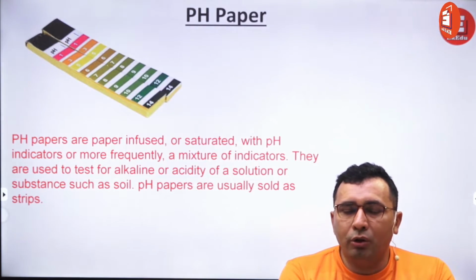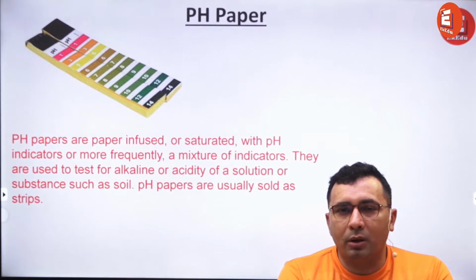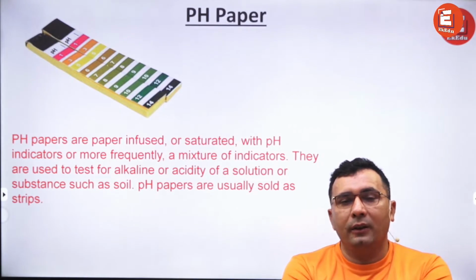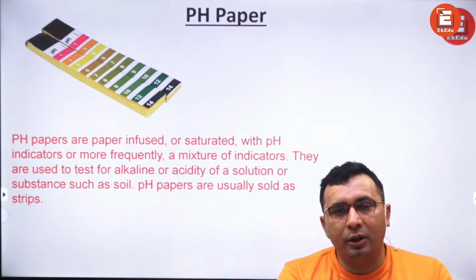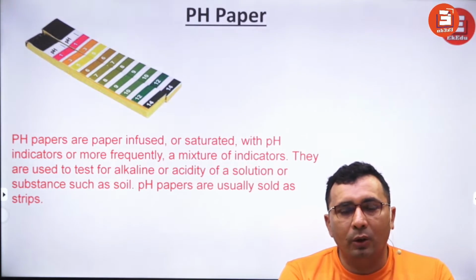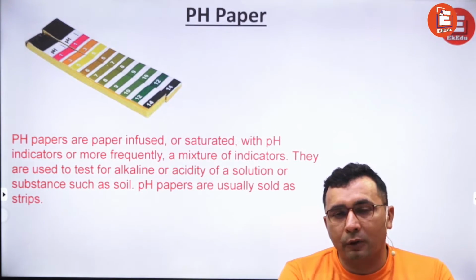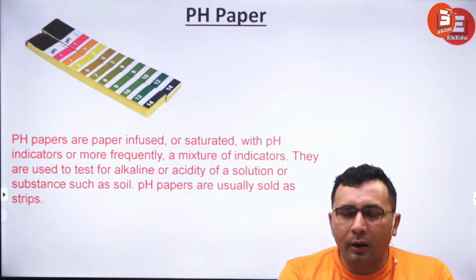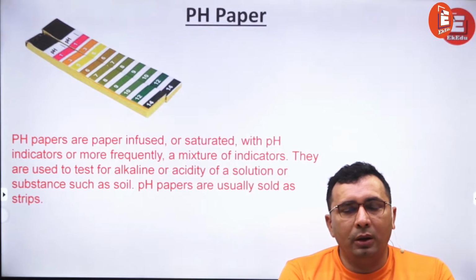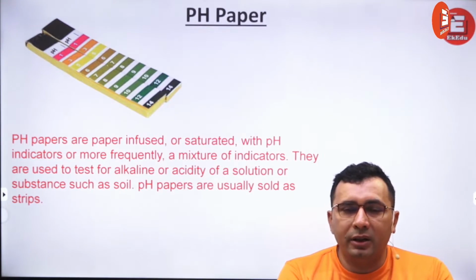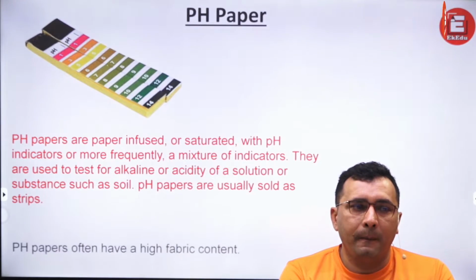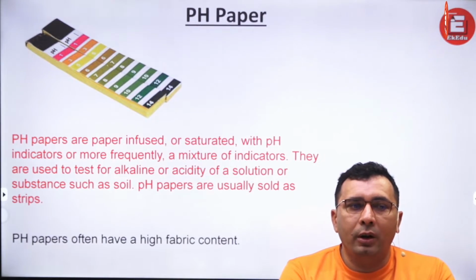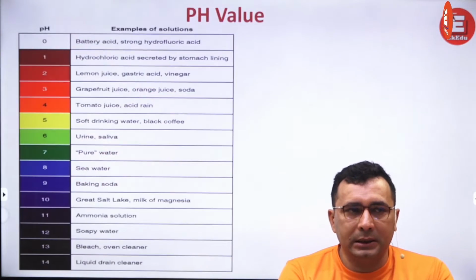You know, hydrochloric acid is produced in your stomach but does not harm you. Hydrochloric acid is a strong acid. You know why? Because there is mucus present in your stomach which protects it from the hydrochloric acid. Now you can differentiate between the different substances, either acidic or basic in nature, using the pH paper. pH paper often has high fabric content.